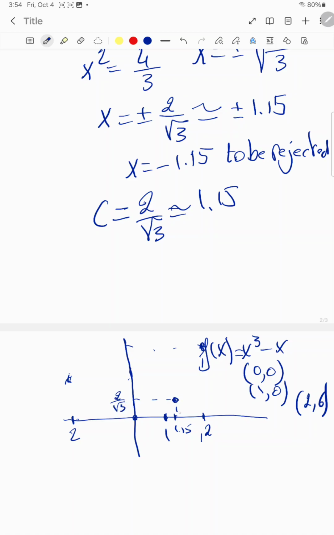So I know it should pass by that point, but it should pass by this point and this point. So I think it goes like that. And because, yeah, it is like this. So it is tangent, the mean value theorem tells me there is a tangent on that curve at that point, 1.15. So that's it for that video. Thank you for listening.